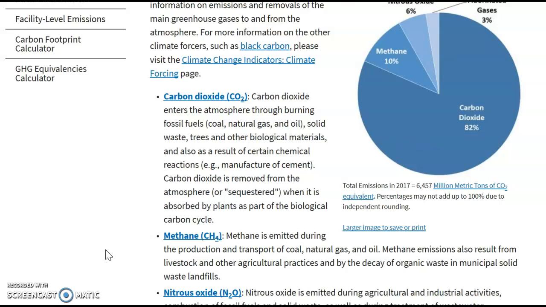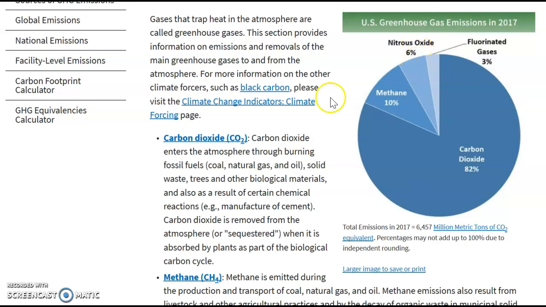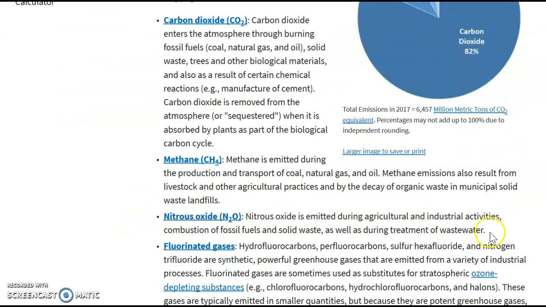If you guys remember, I don't know if all of the classes watched the Leonardo DiCaprio film Before the Flood, but methane was discussed in great detail there because so many people eat meat, and so you have to raise that livestock, and the livestock is what produces the methane. So coming back up here, nitrous oxide, about 6%. That's emitted during lesser agricultural and industrial activities, and treatment of wastewater. So this is really chemical based.